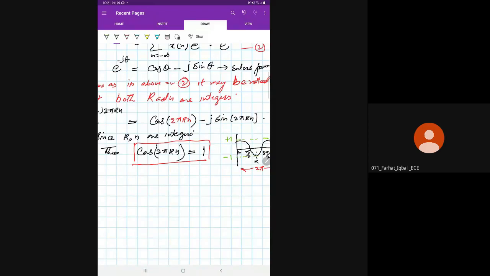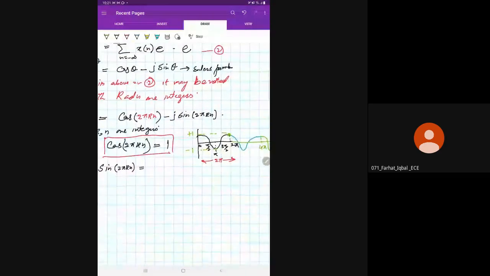And similarly, I have another term, sine of 2 pi kn. I'll ask students what sine of 2 pi kn is equal to. See, this is sine theta.